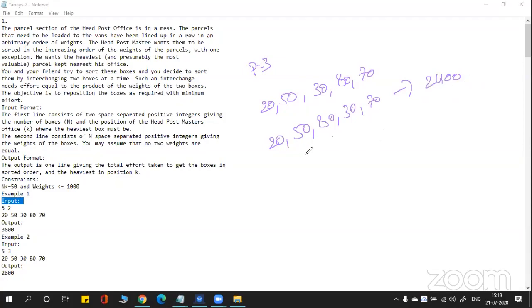Next, these elements are not in sorted order, so if I try to arrange, it becomes 20 30 80 50 70. So here it is 1500. So my effort will be 3900. Obviously this is not the logic. So what is one more way? One more way is swapping it with a smaller number. Yes, so let us check swapping it with a smaller number.